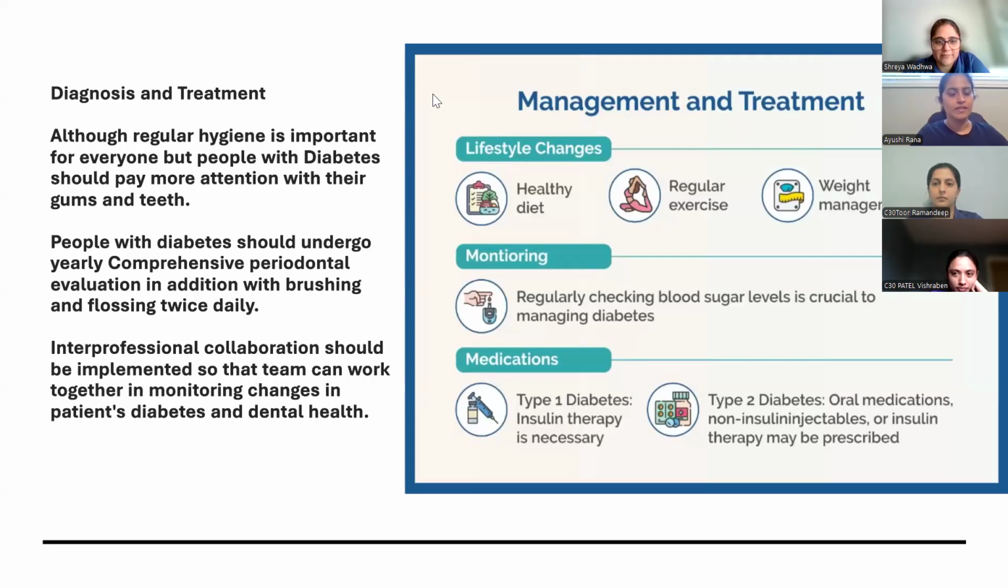So now we will discuss diagnosis and treatment. Although regular hygiene is important for everyone, but people with diabetes should pay more attention with their gums and teeth. People with diabetes should undergo yearly comprehensive periodontal evaluation in addition with brushing and flossing twice daily. Interprofessional collaboration should be implemented so that team can work together in monitoring changes in patient diabetes and dental health.